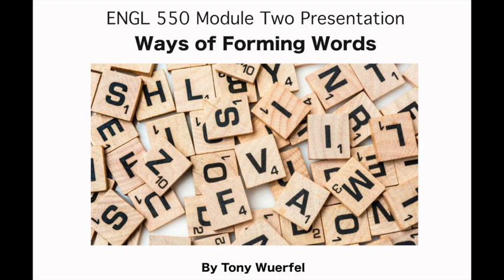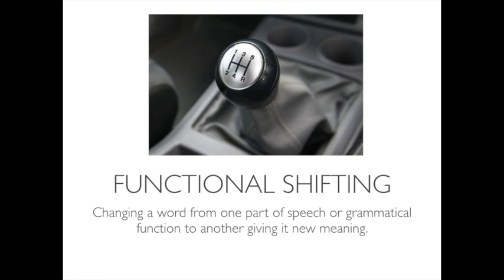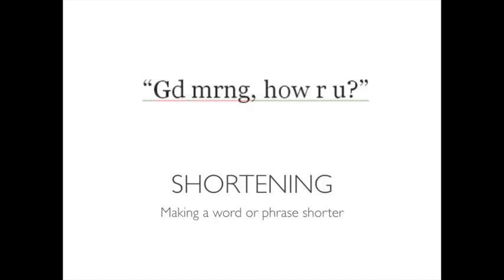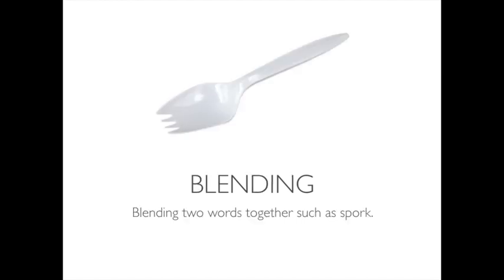And so there are many different ways of forming words we've learned in class. Anything from functional shifting, which is essentially changing a word from one part of speech to another, giving it new meaning, to shortening, which is essentially taking a word or a phrase and shortening it down, creating new meaning. Another one that we've learned was blending, blending two different words to create a new word. Something like fork and spoon can become spork. Super fun. So what I'm going to choose to look at today is the process of combining.